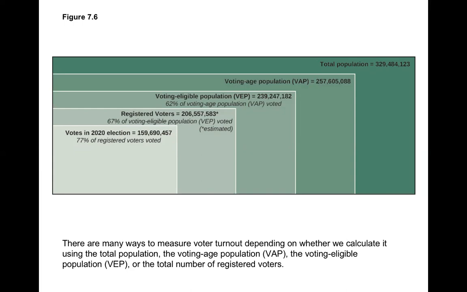Then how many are registered? So we dwindle all that down, and look at the number. You have 206 million that are registered to vote, and only about 159 million voted. So how do we increase that number?